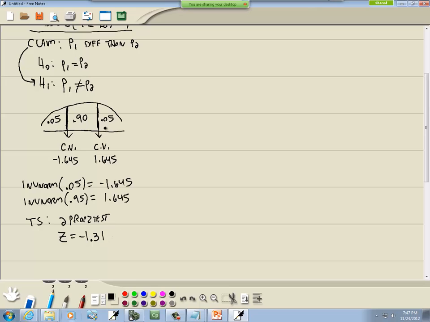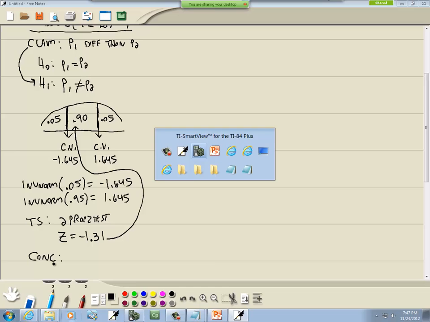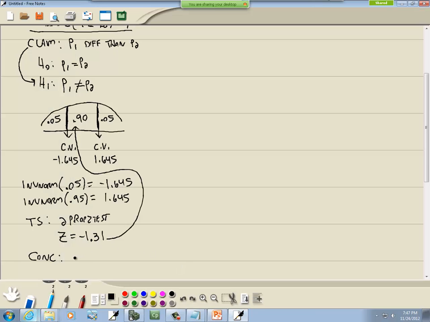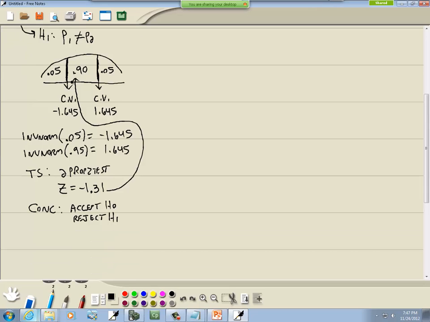Okay, now this is the number line. Here's negative 1.645. Here's positive 1.645. Negative 1.31 would fall in the middle here somewhere. So for a conclusion, if the test statistic falls in the main body, you accept H0. So we're going to accept H0, which means we'll reject H1. They're opposites of each other. And our claim matches H1, so whatever we say about H1 is what we say about our claim. So we'll reject our claim.